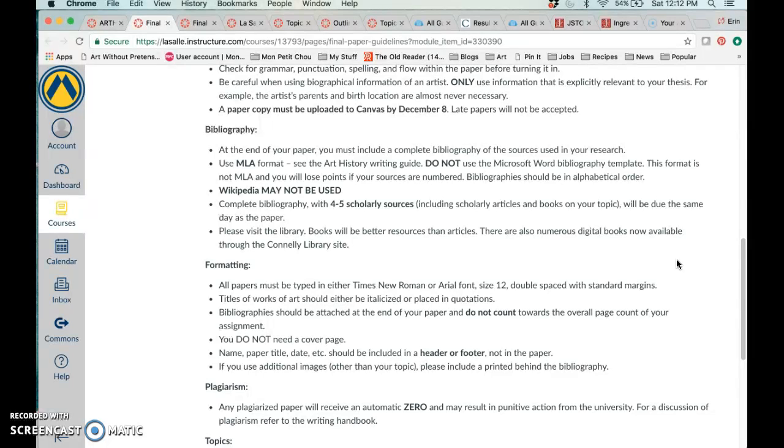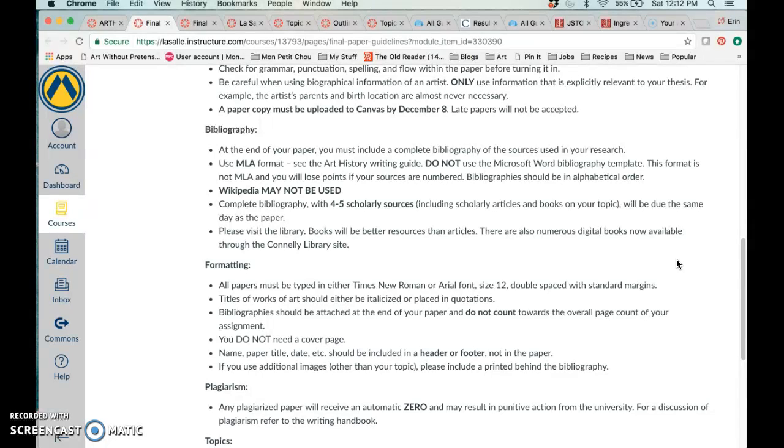I want to caution you not to use the Microsoft Word versions of the bibliography template that says it's MLA. It is actually not MLA. It numbers the sources. The sources should instead be listed alphabetically by the last name of the author. There should be no numbers involved. Things don't need to be in caps. I want you to really pay attention to the way these bibliographies look, because it is important that they be done accurately.